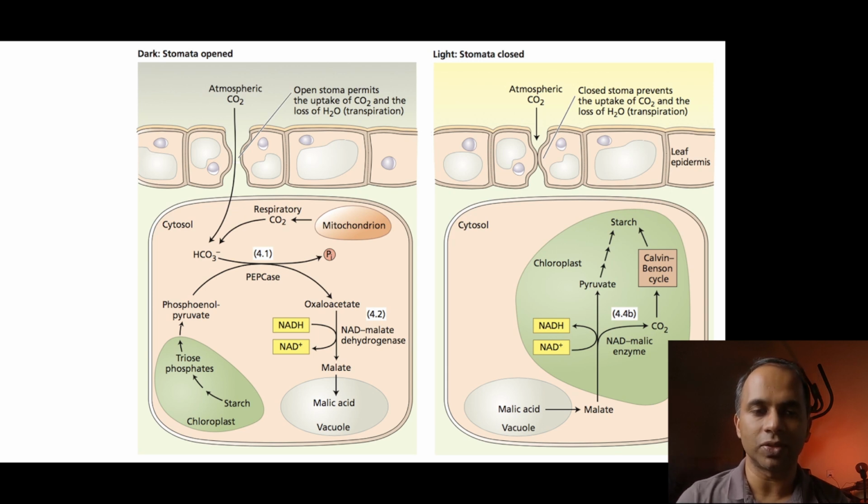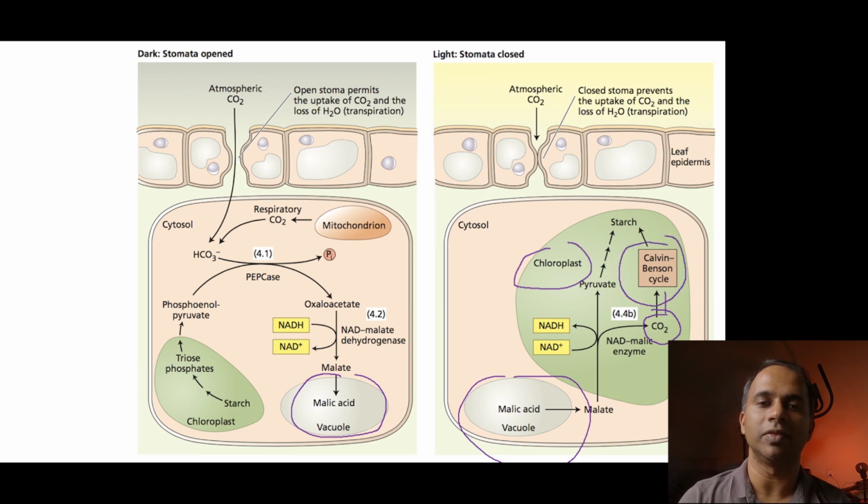Now the malic acid stored inside this vacuole, as you can see here, will come into the cytosol, and then this malate will enter the chloroplast. Inside the chloroplast, the malate will be converted to pyruvate with the help of NAD malic enzyme, and this pyruvate will go through the process of making starch. The carbon dioxide that comes out from this malate will be used for the Calvin-Benson-Bassham cycle, and it will also be converted to starch. Okay, so this is what happens in crassulacean acid metabolism.